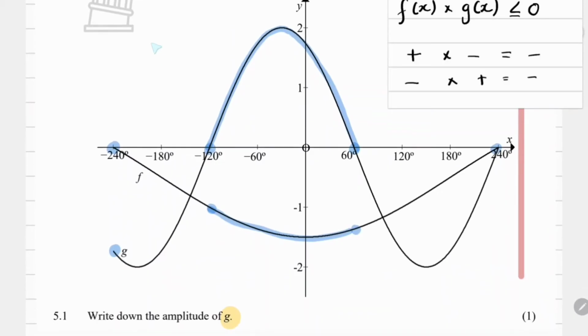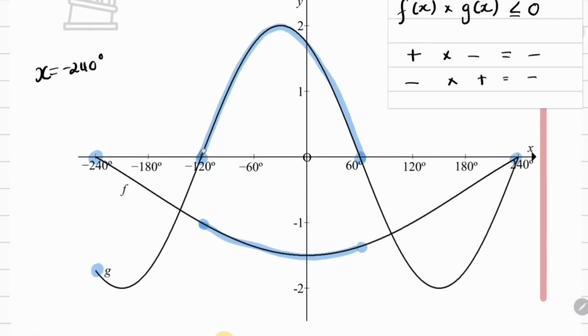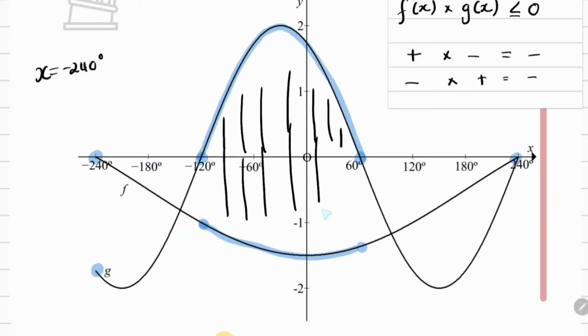Now we just have to actually write them down. So first of all, you see that here at negative 240 degrees it worked. So for that part, we can say that x is equal to negative 240 degrees, because that works. And then for this part, you see what's going on. It works at negative 120 and 60, and then it works for values that are moving towards this direction, values that are greater than negative 120 degrees, but less than 60 degrees. It works all through for both graphs, of course.